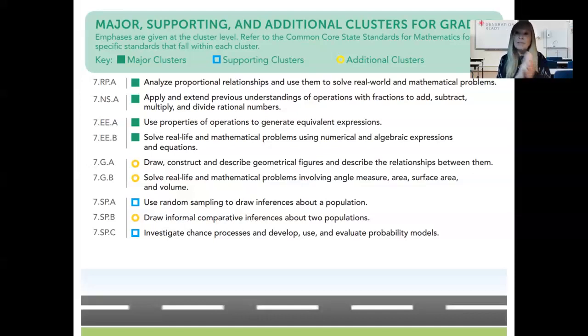Priority standards, awareness. You've got this, I know. And then comparative inferences about 2 populations. That's kind of really fun. Those are fun projects for June. All right, 7th, got it.